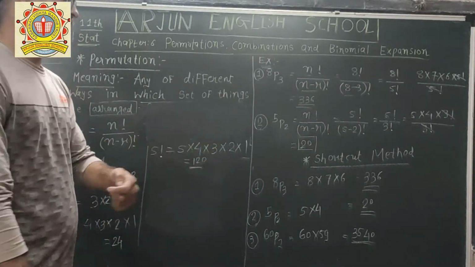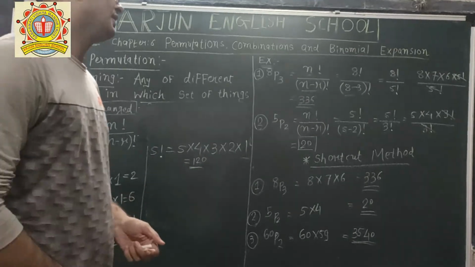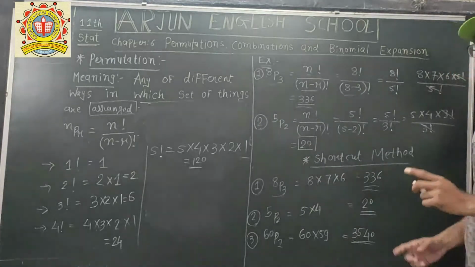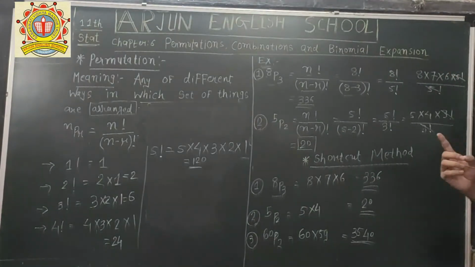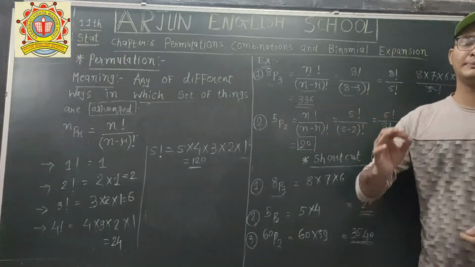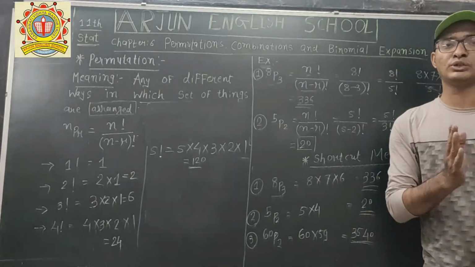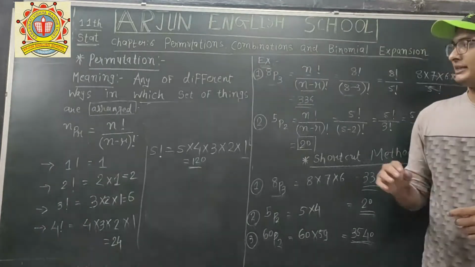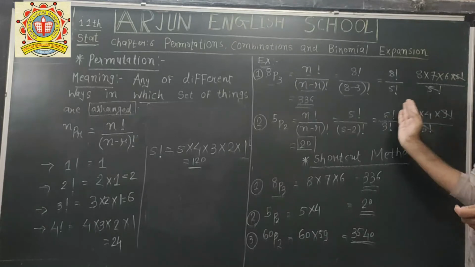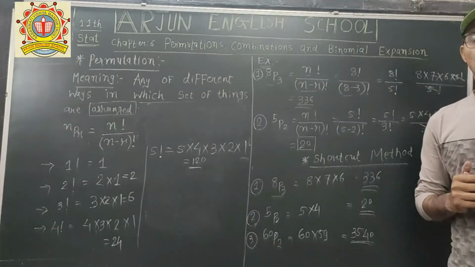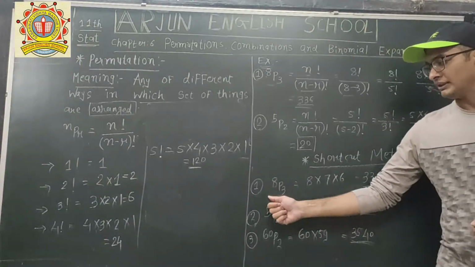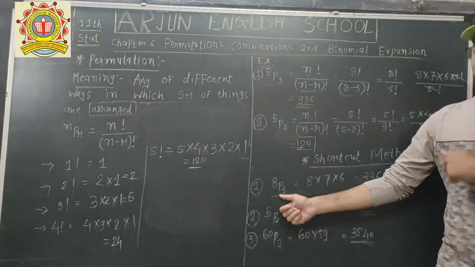Now there is a shortcut method. In the shortcut method, for 8P3 there is a direct answer. But remember, this type of method is only for when the answer is for 1 mark, like MCQs or short questions. But if the question is for 2 marks or 3 marks, then we have to solve this entire part using the formula. Okay. So if it is a 1 mark question, then they have asked for 8P3.